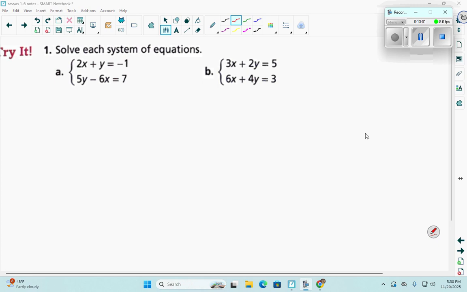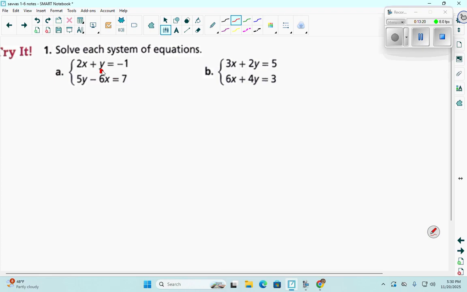And the only reason why I would choose elimination is because neither one of the equations has a variable by itself. The last one actually had a variable that was by itself with no number, so it made sense to do substitution. But this one, it doesn't. There's no variable that's by itself, so I'm going to stick with elimination.